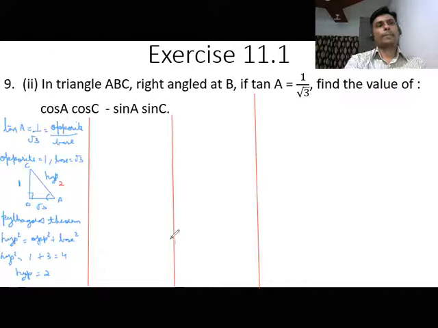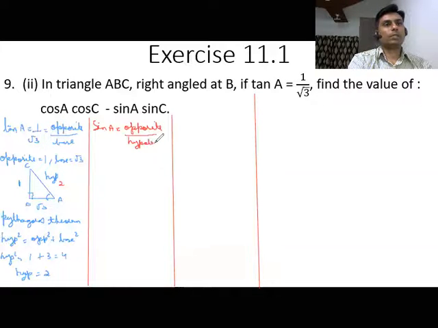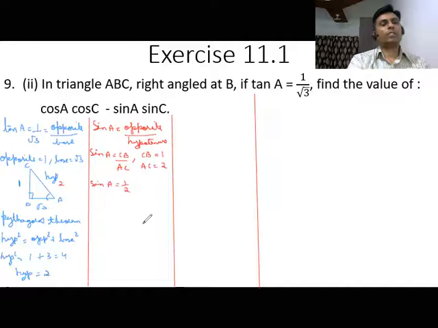Done. Now I can find sine A and then I can find cos A. So sine A. What is sine? Opposite by hypotenuse. Opposite is CB. So sine A is equal to CB by hypotenuse AC. Now what is CB value? CB value is 1. AC value is 2. So sine A is equal to half. Sine is over.